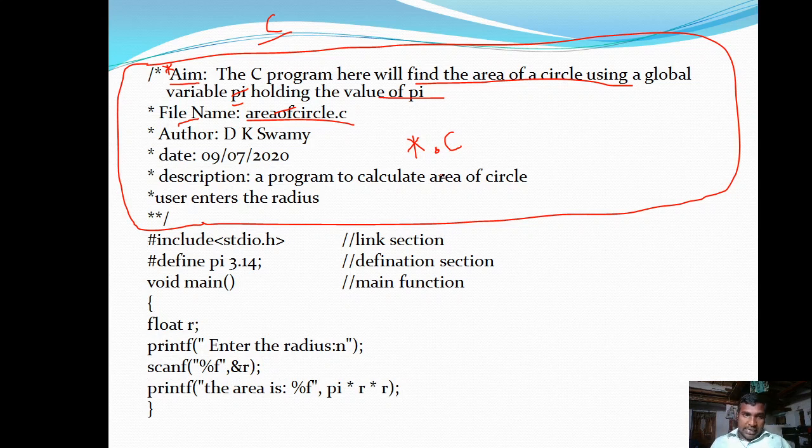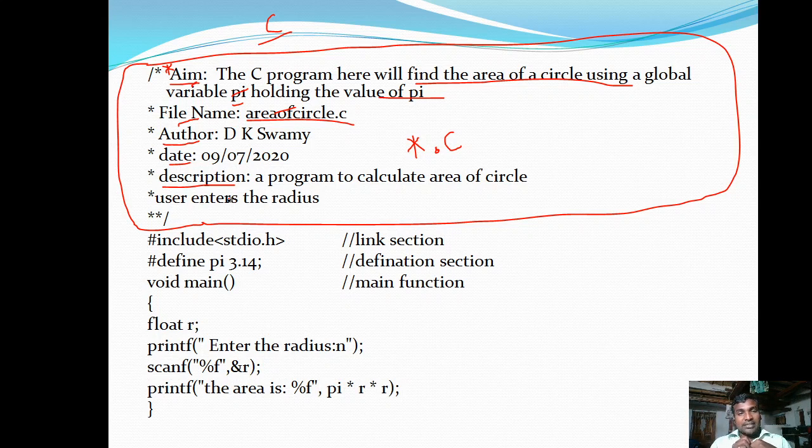It also includes the author name, the date of the program and the description of the program. The description of the program is: a program to calculate the area of a circle. The user enters the radius. So it is asking the user to enter the radius of the circle so that we can easily calculate the area of the circle.